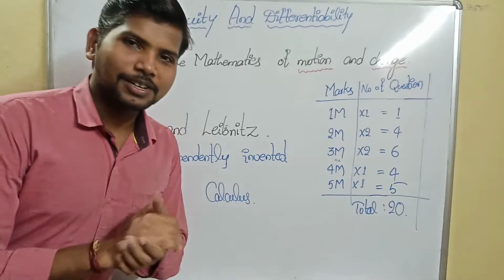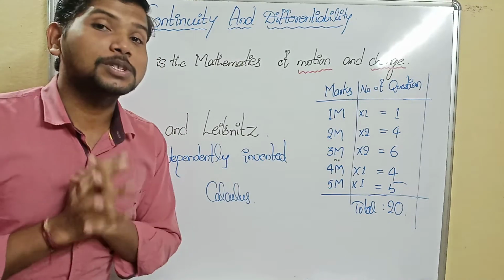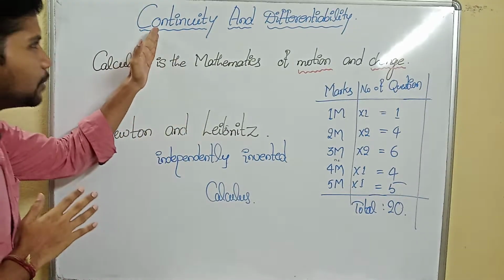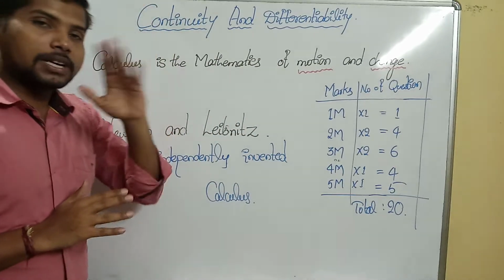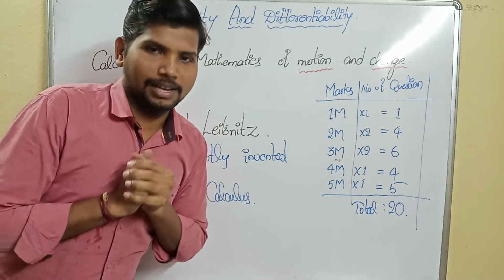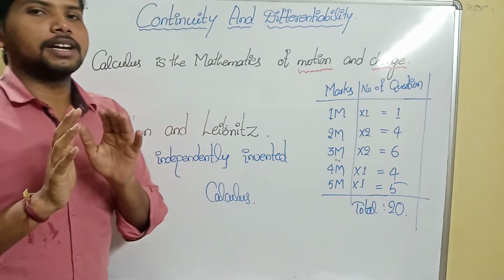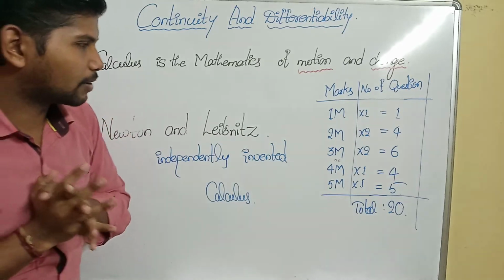Hello students, today I'd like to discuss a new chapter, which is continuity and differentiability. This chapter is for the theory syllabus. It carries 20 marks in the annual examination. How will the 20 marks be distributed? First we need to check, so concentrate on the board.